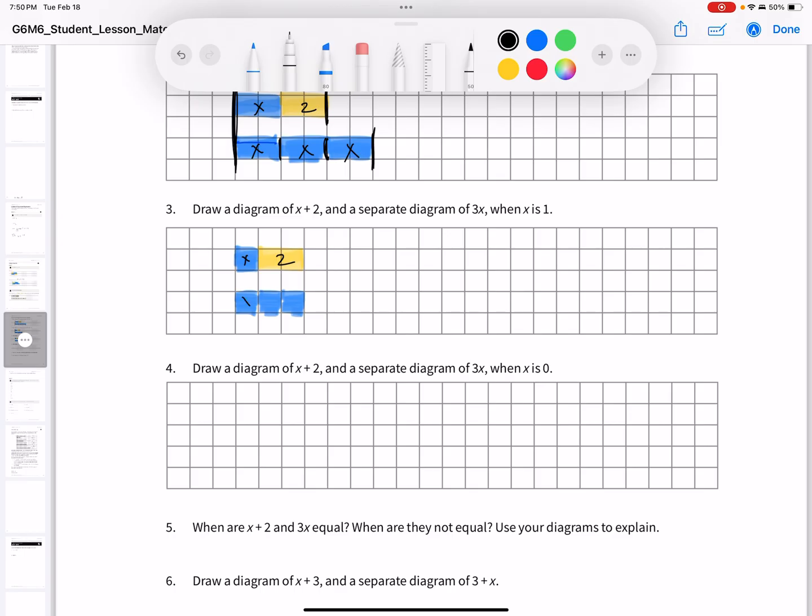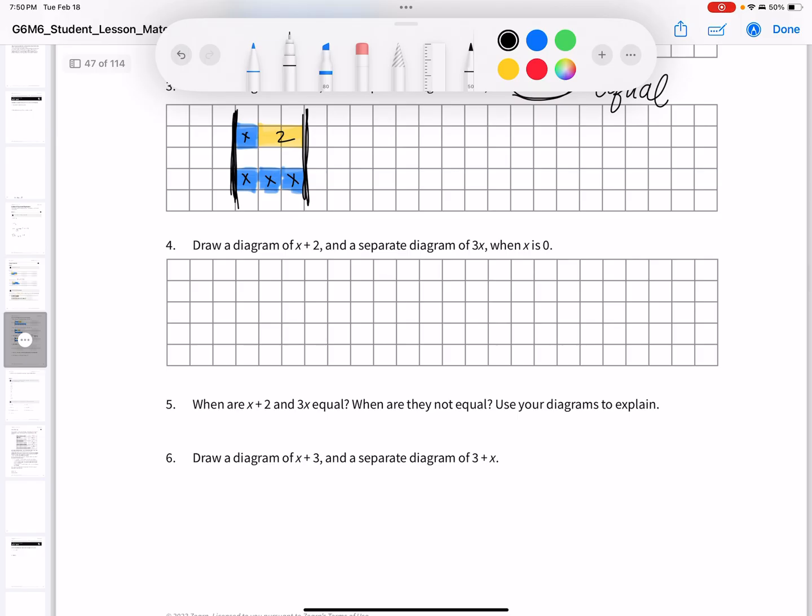Again, I have x, x, and x. Now look, this side lines up and this side lines up. So when x is 1, these two equations are equal, but only when x is 1. Well, let's see, because we have x is 0 left.